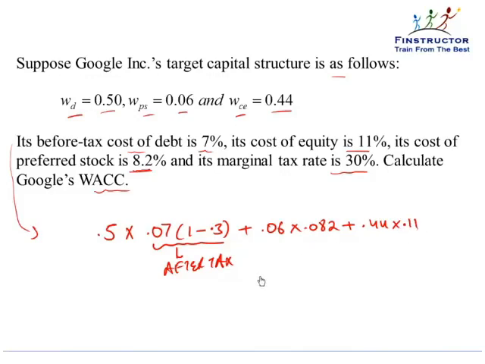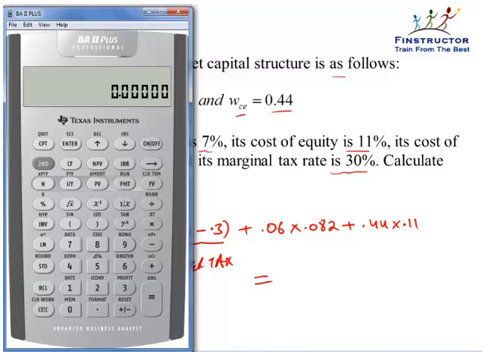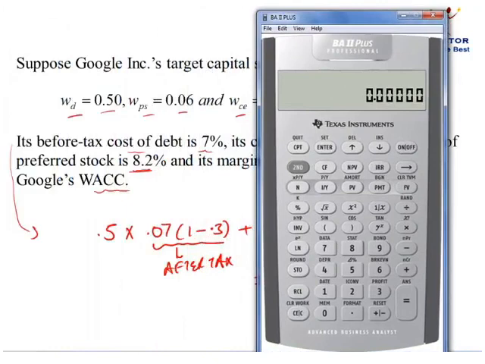So we can use our BA2 plus calculators and calculate the sum. I'd like to teach you another interesting function in the calculator as we do this calculation. So the first calculation is the cost of debt, or the contribution of debt rather, that is 0.5 into 0.07 into 1 minus 0.3, that is 0.7. Comes out to be 0.0245 or 2.45%.